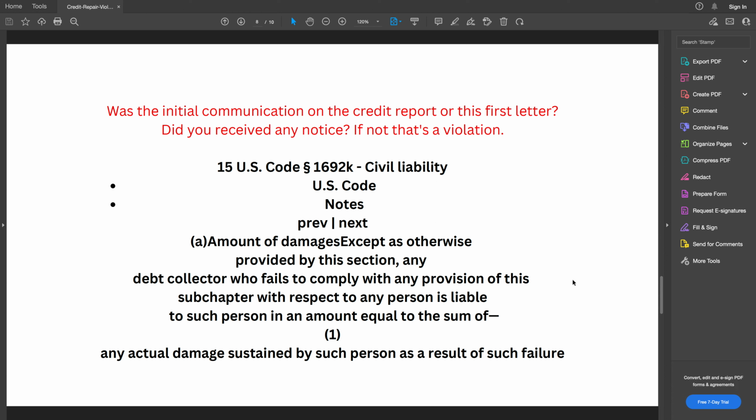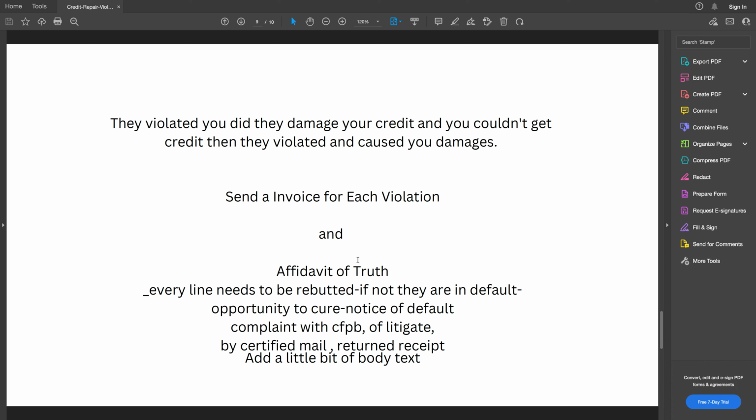Okay, and then here's where you can collect the damages. They did all those violations, so you can collect up to $1,000 for each violation. Pursuant to this, for the amount of damages, they could have caused you stress and mental anguish. They violated you. Did they damage your credit? You couldn't get credit. They violated you and caused you damages. That's another thing. It's like, now you ruined my credit, and you caused me stress, and you caused me mental anguish.